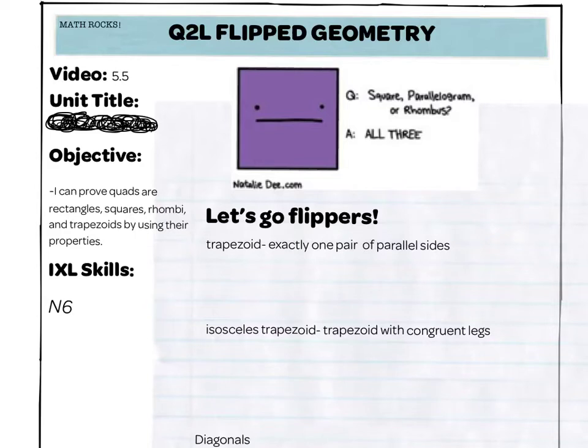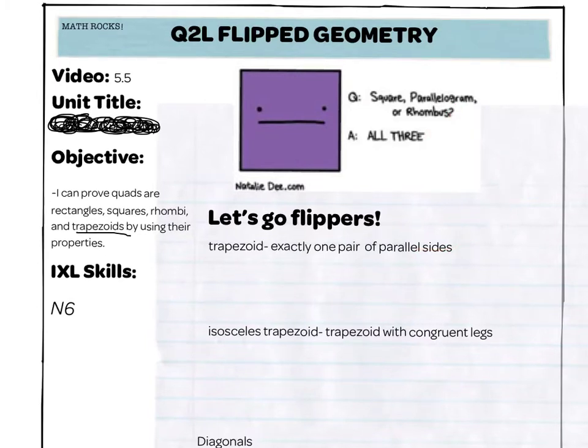The unit title is Polygons and Quadrilaterals, and the objective today is, again, I can prove quads are rectangles, squares, rhombi, and our focus today is on trapezoids by using their properties. After today, you should be able to do IXL skill N6, so good luck with that. And please make sure you read the comic here, because there will maybe be an answer on the quiz related to it later this week.